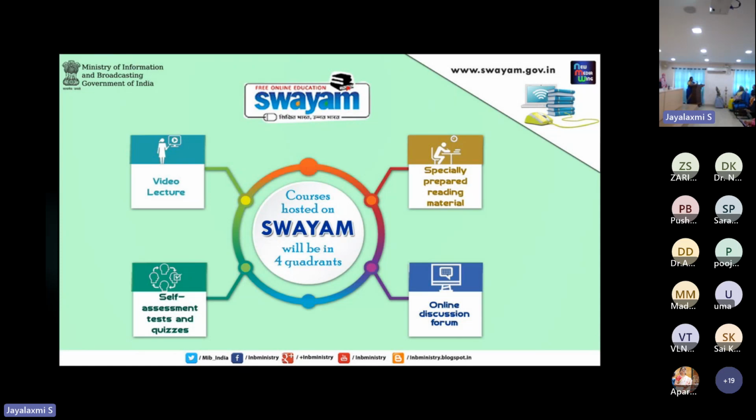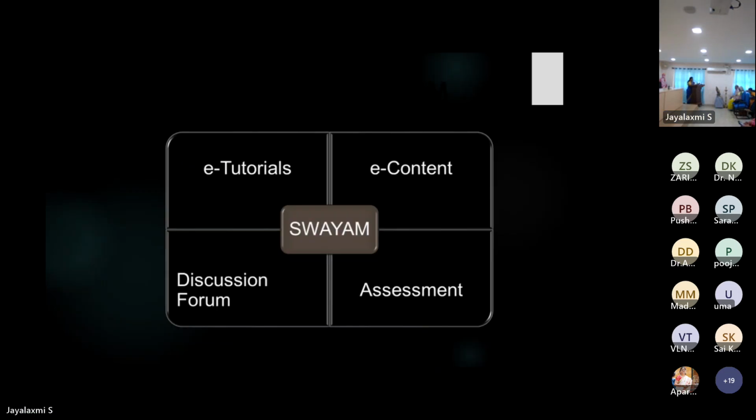Everybody in India, if you are under UGC, you know what is Swayam, right? So we'll see how this Swayam thing is working and how the e-content is vital in developing this. So we have video lectures, self-assessment tests, quizzes, specially prepared reading material, then online discussion forums also in Swayam. And there are 4 quadrants in this Swayam. Ma'am, next slide. So those are e-tutorials, e-content, discussion forum, assessment, all these things. I will not talk about all that.